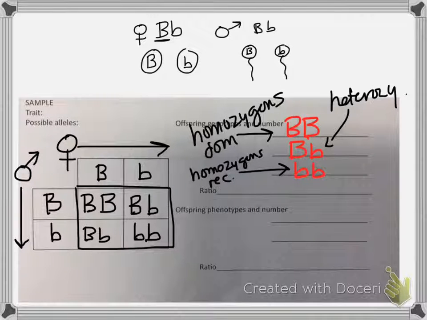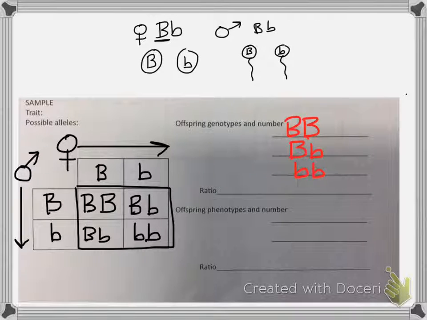Okay, so those are the three possible genotypes in their offspring. Now what we want to know is how many of each of these do we see? Well, how many, oh, and one other thing. When we're listing genotypes, we always list them in this order.